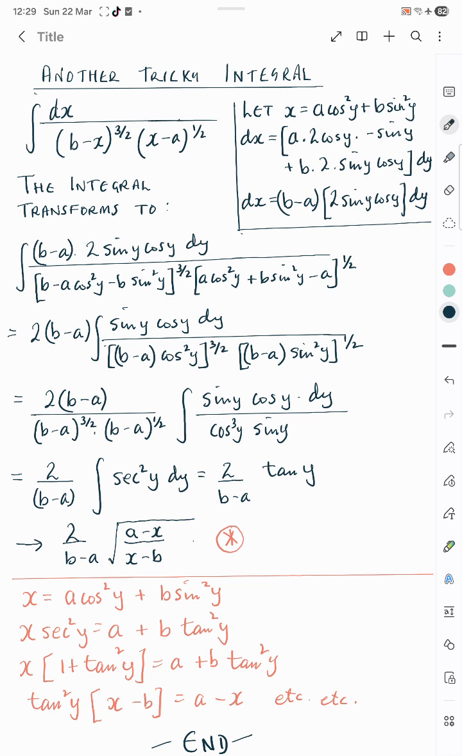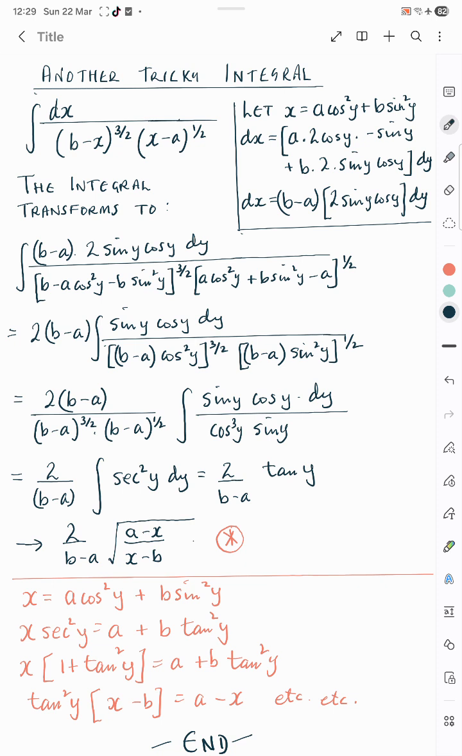And in the denominator, replacing the x, we will have (b minus a cos squared y minus b sine squared y) to the power 3 over 2 multiplied by (a cos squared y plus b sine squared y minus a) to the power 1 half. And that will simplify to 2 times (b minus a) sine y cos y, and in the denominator the first bracket will be (b minus a) cos squared y to the power 3 over 2, and the second bracket will be (b minus a) sine squared y to the power 1 half.